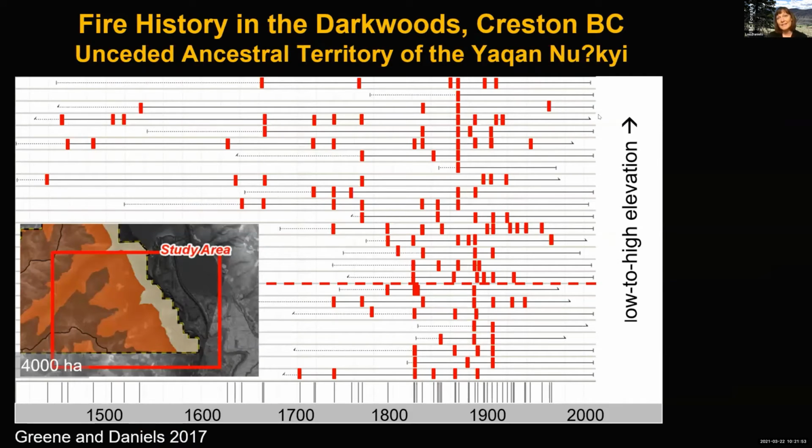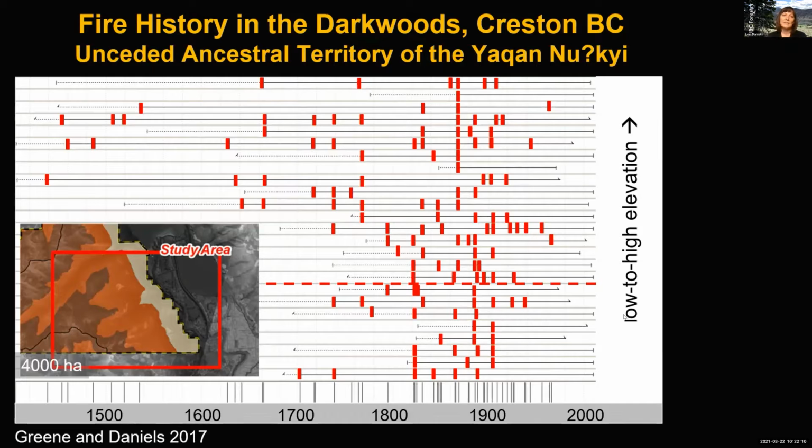The first case study that I'd like to share is from an area that we know today as the Darkwoods. It's near Creston, British Columbia. And this is on the unceded ancestral territory of the Yaqanuki, or the Lower Kootenai Band of the Ktunaxa Nation.